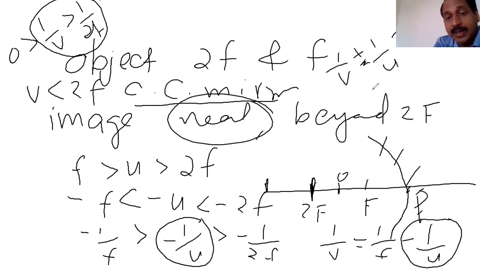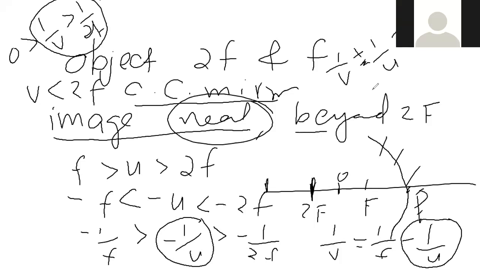The others are all easy actually, not even this lengthy, 5 steps, 4 steps. So what do we have to prove, sir? I have to prove in this case the image is real and it's beyond 2f.